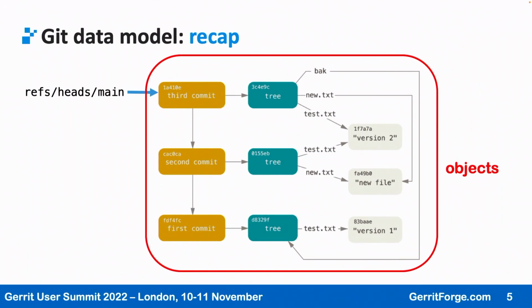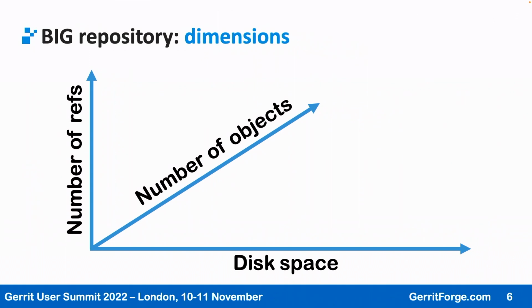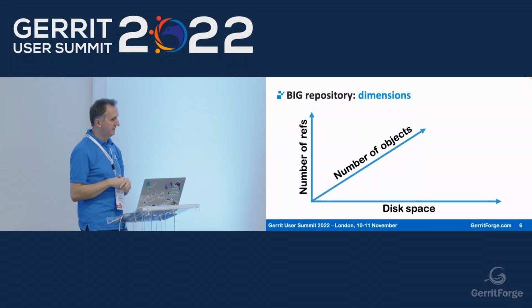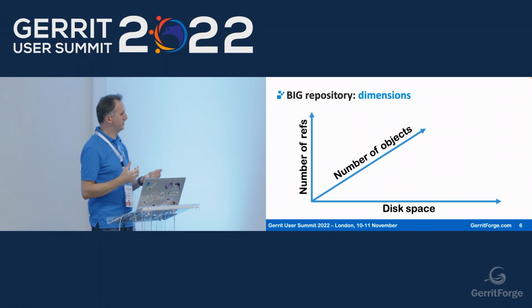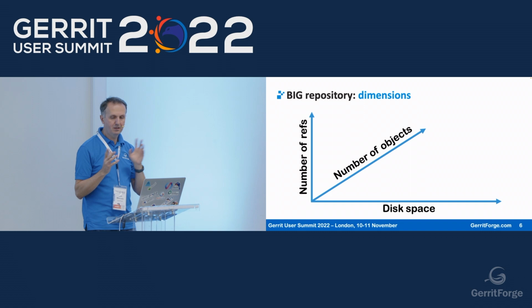You could have a lot of objects, and as I said, other consequences. Maybe you say, oh, I've got just one ref, but 40 million objects. It's big in a different way, with different problems. Overall, I define a big repo as a kind of three-dimensional space. You can have number of refs, number of objects, and size. And there is a relationship between them. They are not completely independent, right? But they are different dimensions.